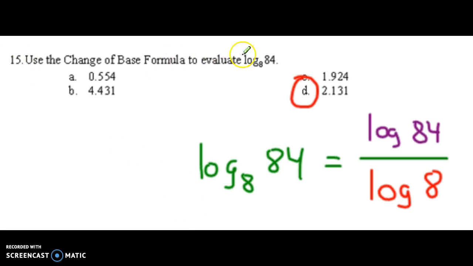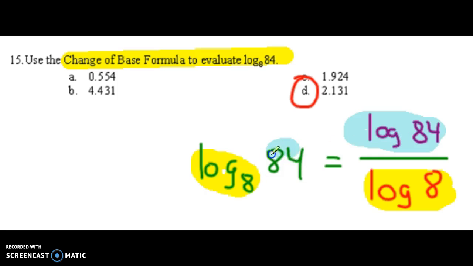So in problem 15, I'm going to evaluate by changing the base. So I have to use my calculator. So common log of 8 goes in the denominator. The common log of 84 goes in the numerator. That's how I got D for my answer.